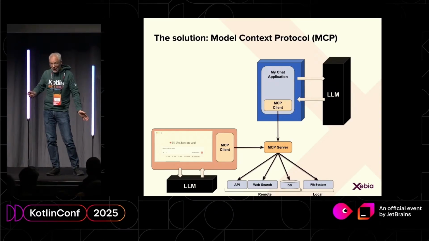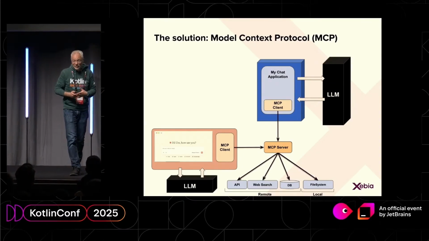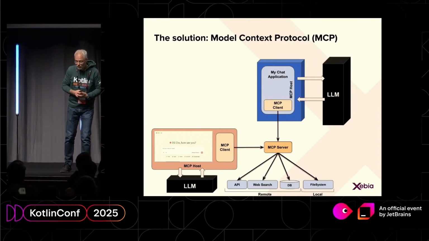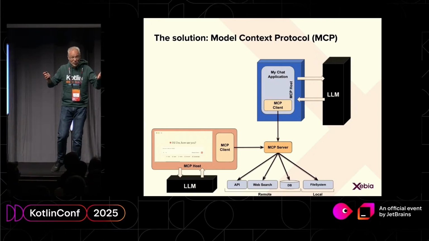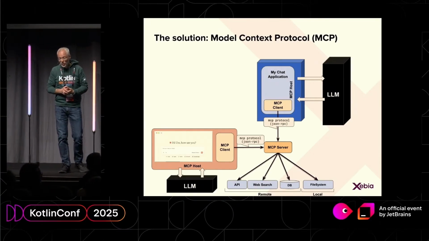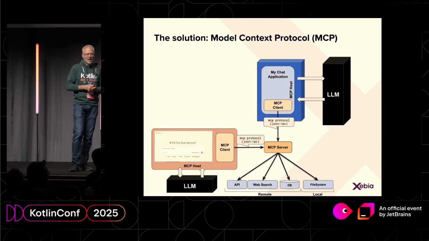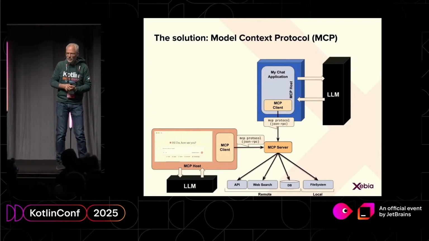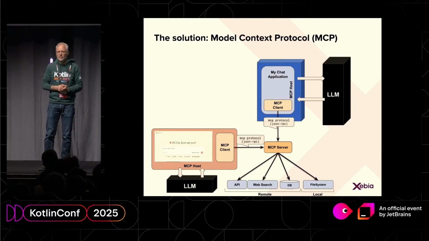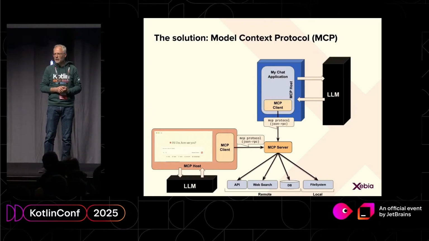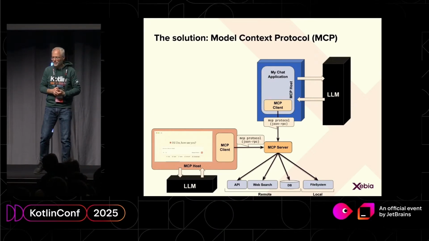Then, of course, we need an MCP client. Where does this MCP client live? They call this an MCP host. And we also need, of course, a protocol to talk to each other, which would be the MCP protocol, which is based on JSON-RPC. Who has heard of JSON-RPC? That's not many. Me neither, by the way. It was also new to me.